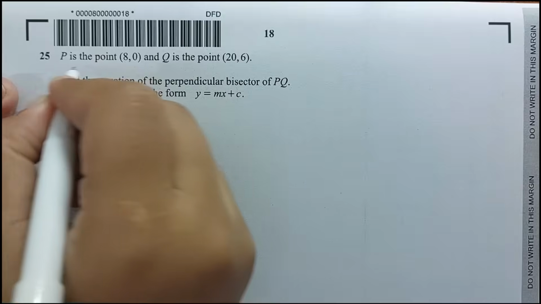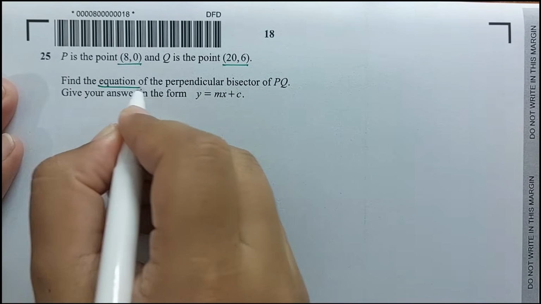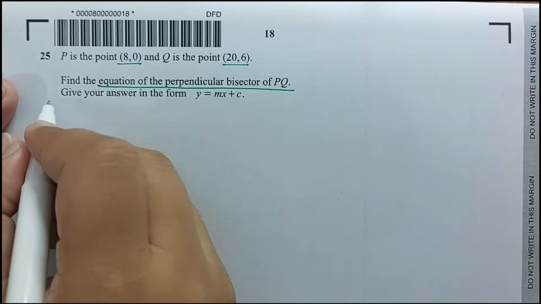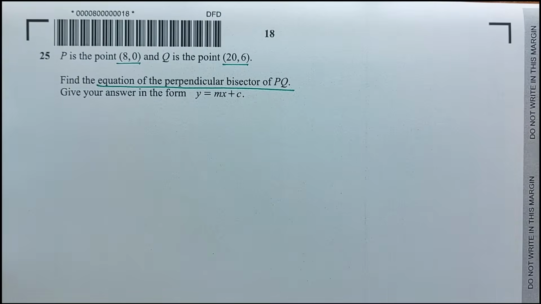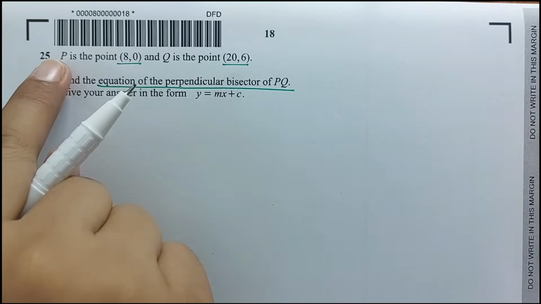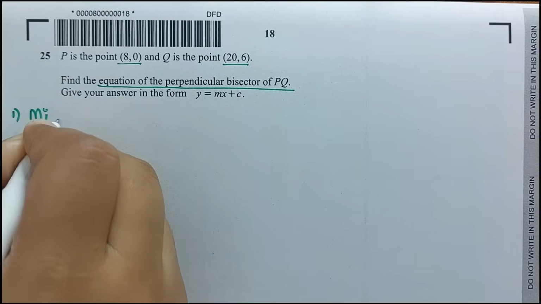Question number 25. P is the point (8, 0), Q is the point (20, 6). Find the equation of the perpendicular bisector of PQ. Give your answer in the form y equals mx plus c. Okay. So for the equation of the perpendicular bisector of P and Q, the first thing we need is the midpoint of PQ.